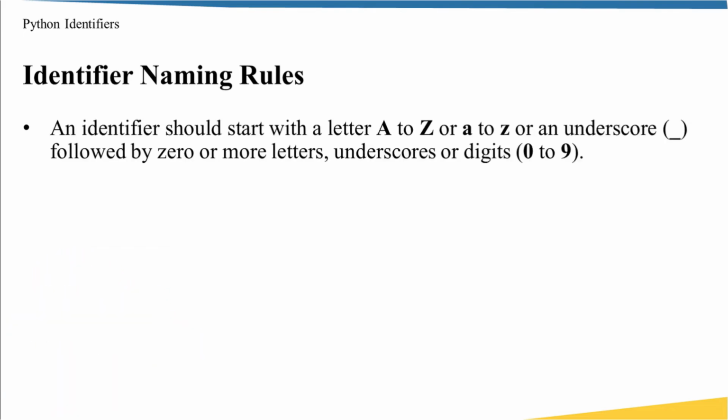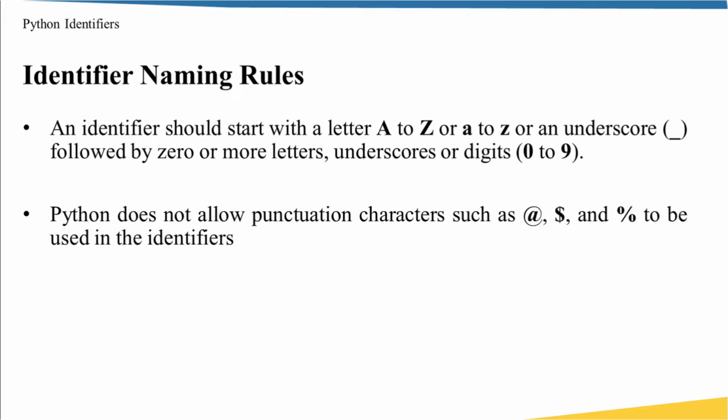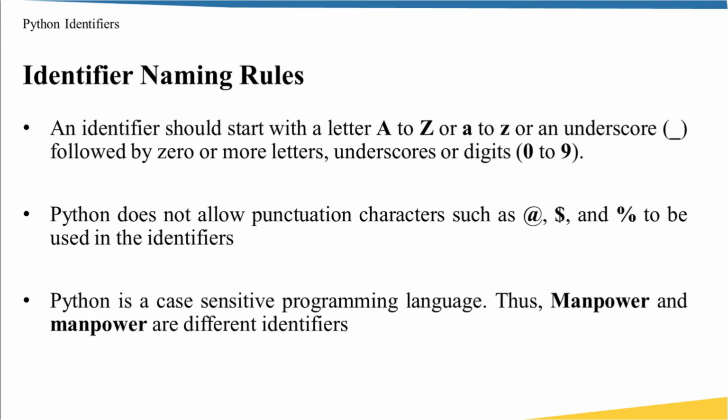The first rule is that an identifier should start with a letter, capital A to Z or small a to z, or an underscore, followed by zero or more letters, underscores, or digits. So keep in mind, you cannot start the identifier name with a digit. The second rule says Python does not allow punctuation characters such as @, $, or % to be used in an identifier. Also, you have to keep in mind that Python is a case-sensitive programming language, so manpower with capital M is different from manpower with small m.